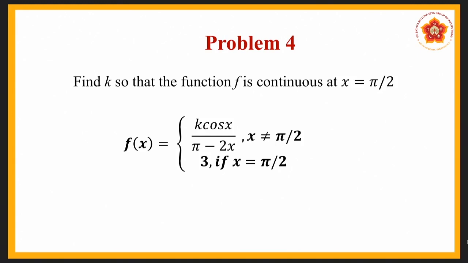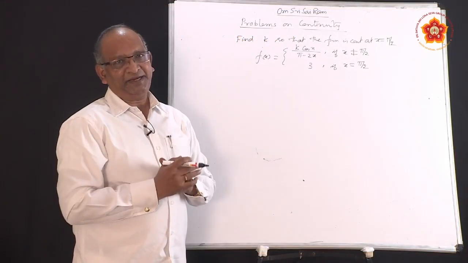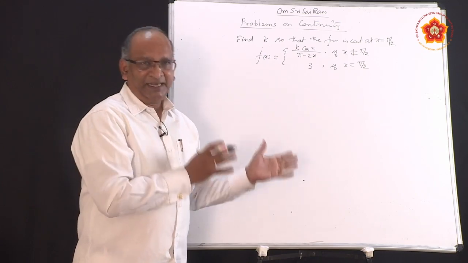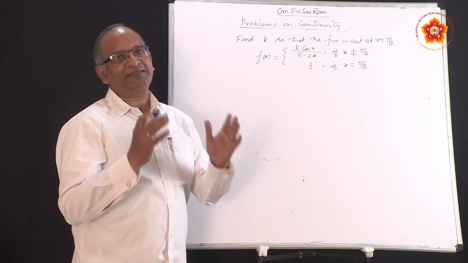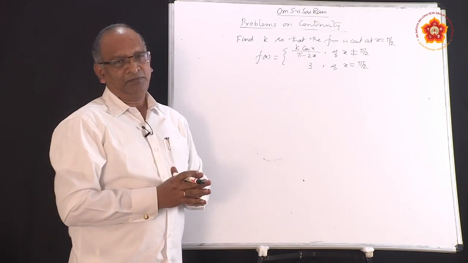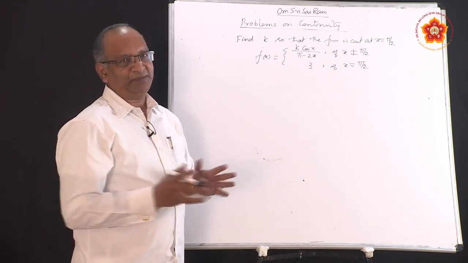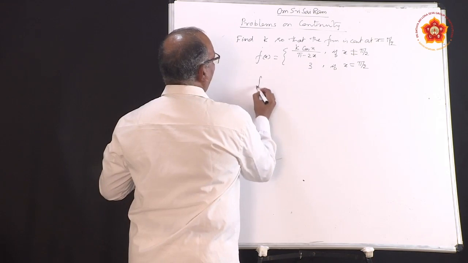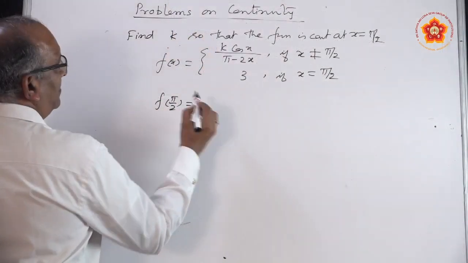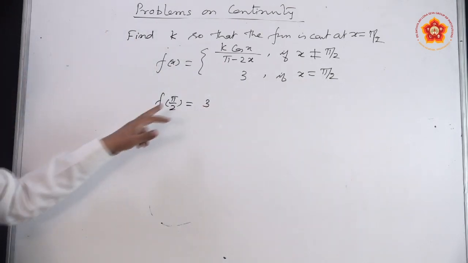He says find k so that the function is continuous, means he himself has given it is continuous. What do you mean by saying continuous? It means that the limit exists. The left hand limit is equal to right hand limit and it is equal to value of the function. You can find anything first, you can find limit first, you can find value first, that is up to you. So, let us for a change find out value of the function. What is f of pi by 2? When it is equal to pi by 2, it is 3. So, this is called value of the function.